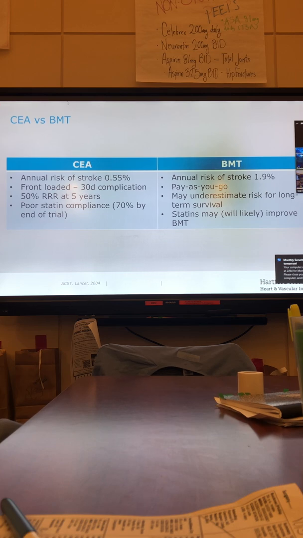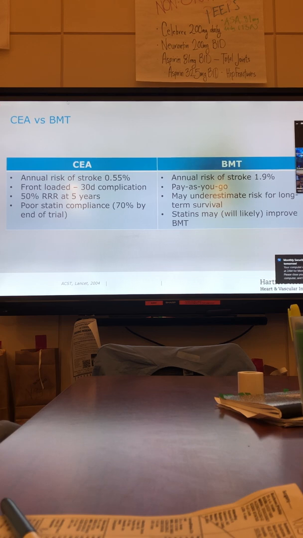So what's the difference between doing it, so why do a carotid, right? So number one, the annual risk of stroke with carotid is very low. It's less than 1% per year. But we front load all that. Almost all that stroke risk is in the first 30 days, right? It's the procedural risk and the peri-procedural stroke risk.